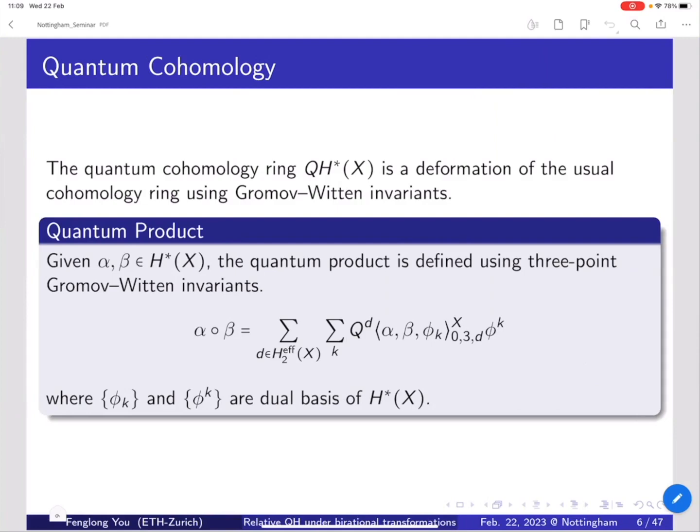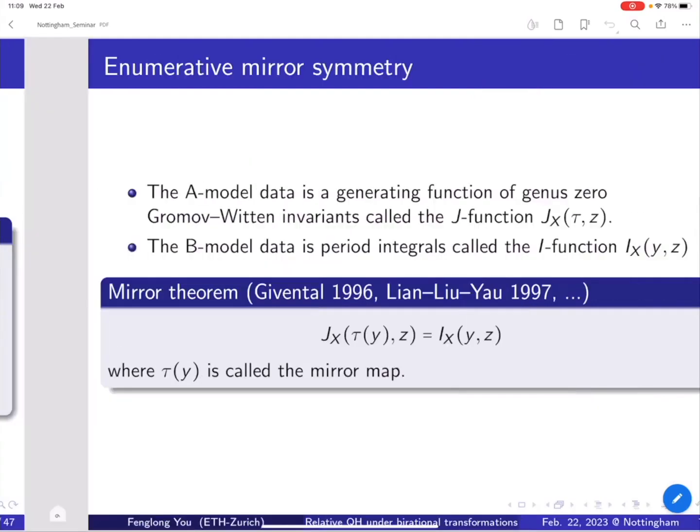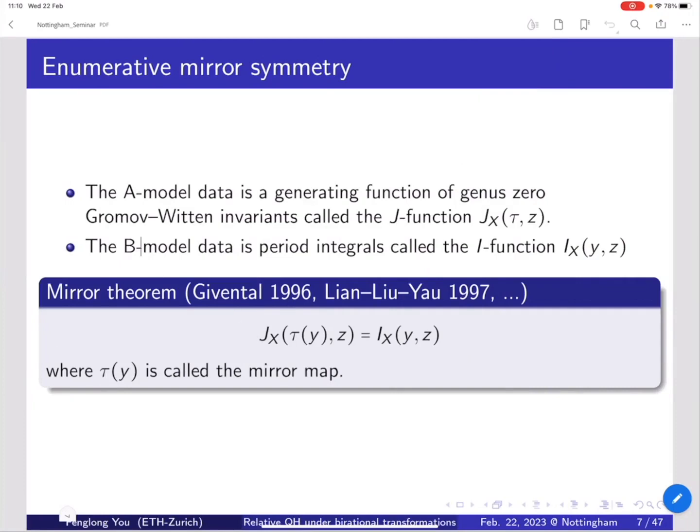To study quantum cohomology, one way is to do mirror symmetry. Mirror symmetry is a duality between two kinds of geometry, the so-called A model and the B model. The A model geometry here is the Gromov-Witten invariants. So the statement is that we have a generating function of genus zero Gromov-Witten invariants, which is called the J function, and this will be related through mirror symmetry to the B model of the mirror space, and the B model object here is the period integrals called the I function.